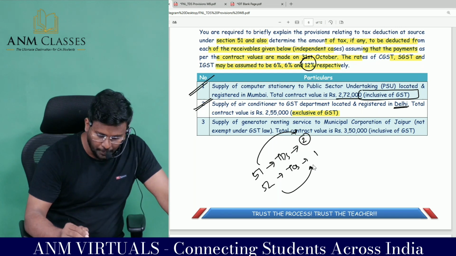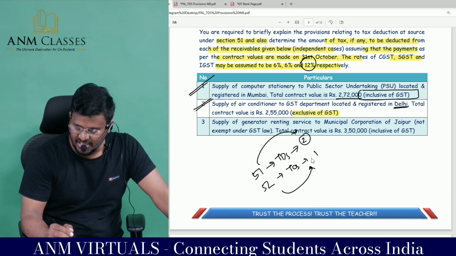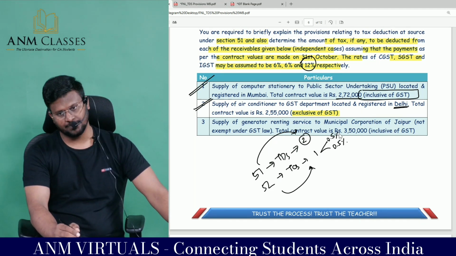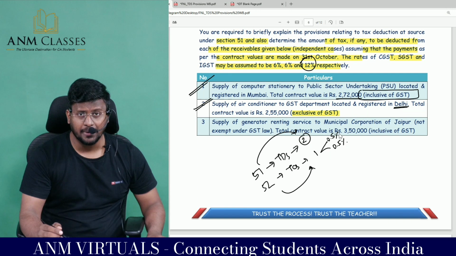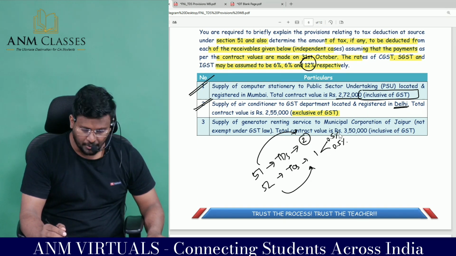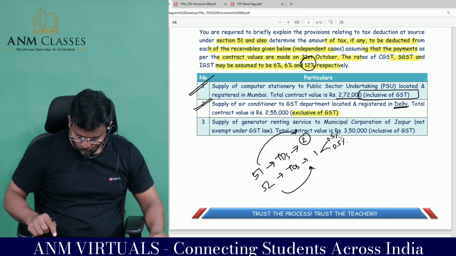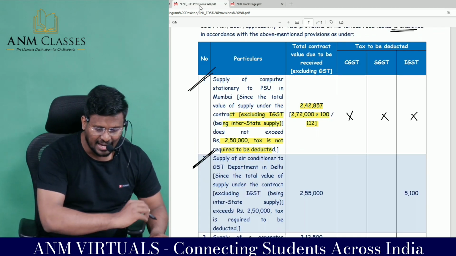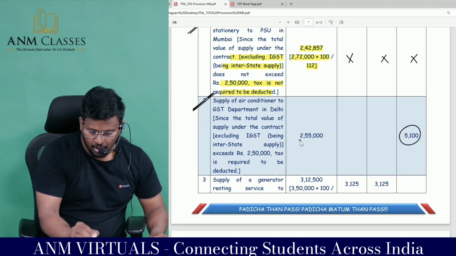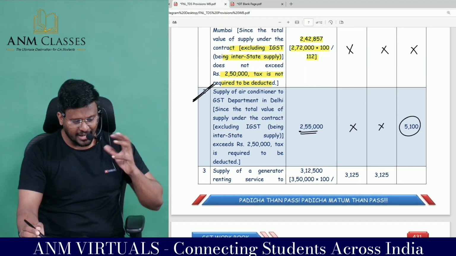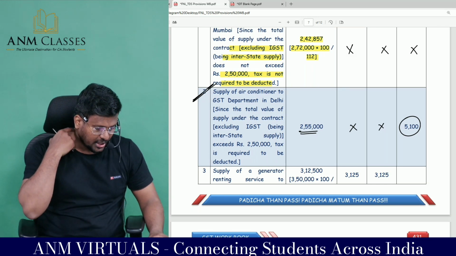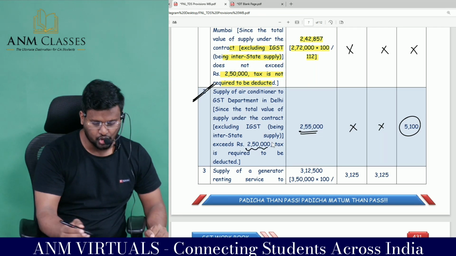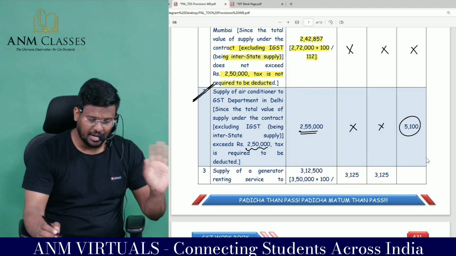So 2%, which is 1% CGST and 1% SGST. Here, 0.5% CGST and 0.5% SGST is the rate under section 52. So GST department is liable to deduct TDS at the rate of 2%. Is this an interstate supply? So 2,55,000 into 2% comes to 5,100 will be deducted. Supply of AC to GST department in Delhi, since the total value of supply under the contract excluding IGST, being an interstate supply, exceeds 2,50,000, tax is required to be deducted. They are deducting the TDS.